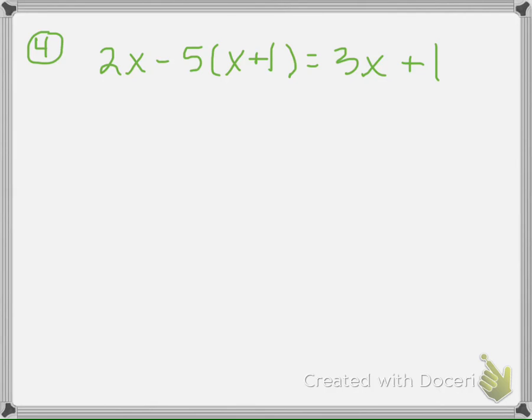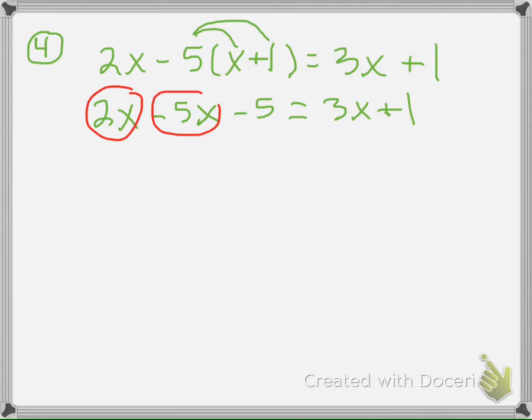Okay, I notice the first thing I need to do on this is to distribute because I have parentheses. So I'm going to bring down my 2x, and then negative 5 times x is negative 5x. Negative 5 times 1 is negative 5. I don't need the parentheses there. And then equals 3x plus 1. Okay, before I can go any further, I notice that I have like terms. I have 2x and negative 5x.